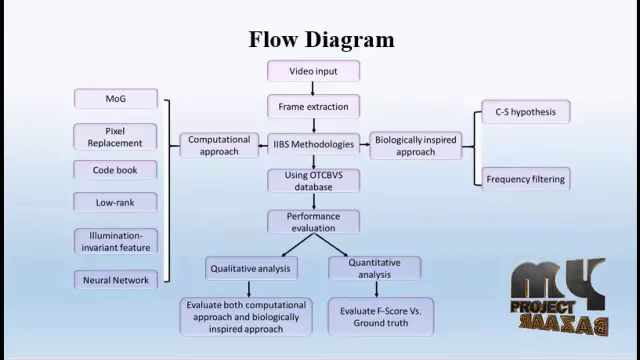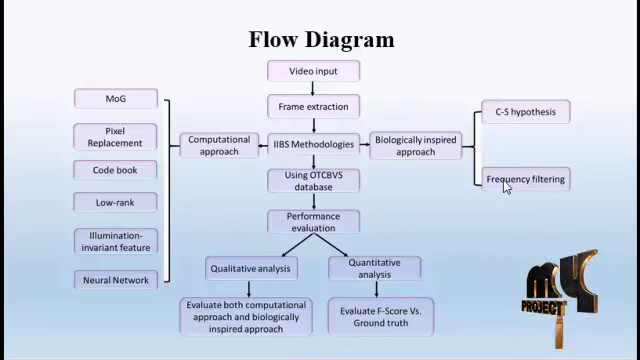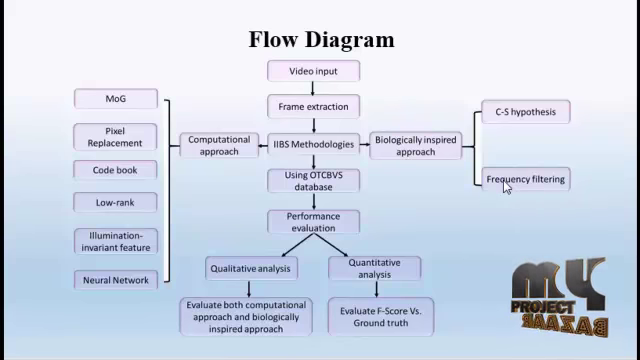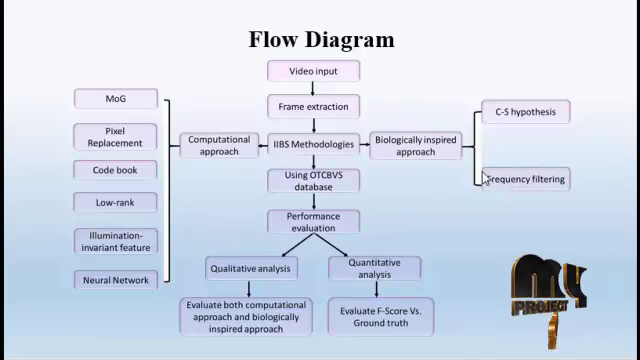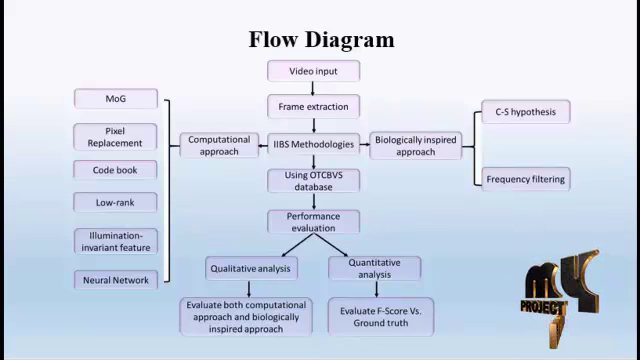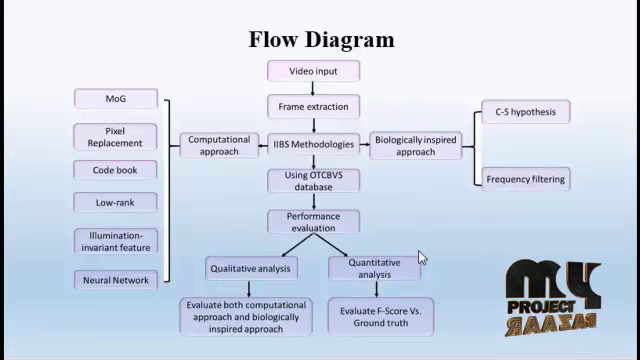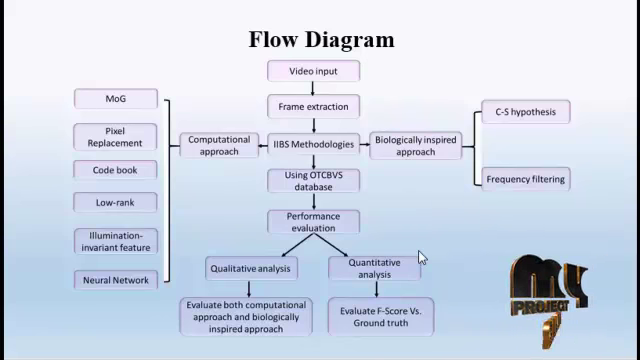And the biologically inspired approach is divided into 2 types, the CS hypothesis model and the frequency filtering model. The center-surround hypothesis based models focus on the contrast defined by computing the difference of features between the center and its surrounding regions to discriminate the moving objects from the background. The frequency filtering based models are conceptually simple and easy to implement. The processing speed is also very fast due to the global filtering based on FFT in the spectral domain.